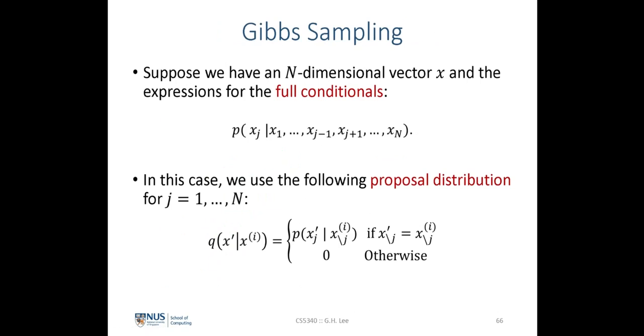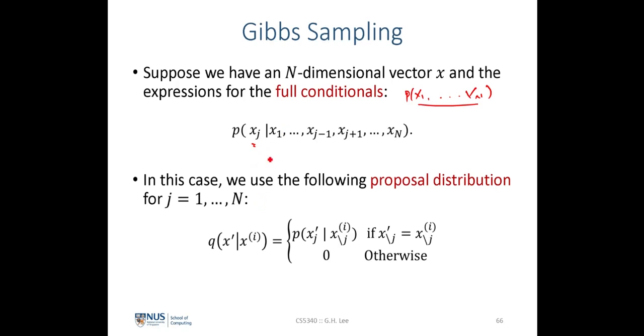Now the last algorithm that we're going to talk about is the Gibbs sampling algorithm. It's also a special case of the Metropolis-Hastings algorithm, where we can write the target distribution, which consists of the joint probability distribution of x1 all the way to xn. We suppose that for any random variable xj, we can write the full conditional probability of xj conditioned upon all the other random variables except for xj itself.